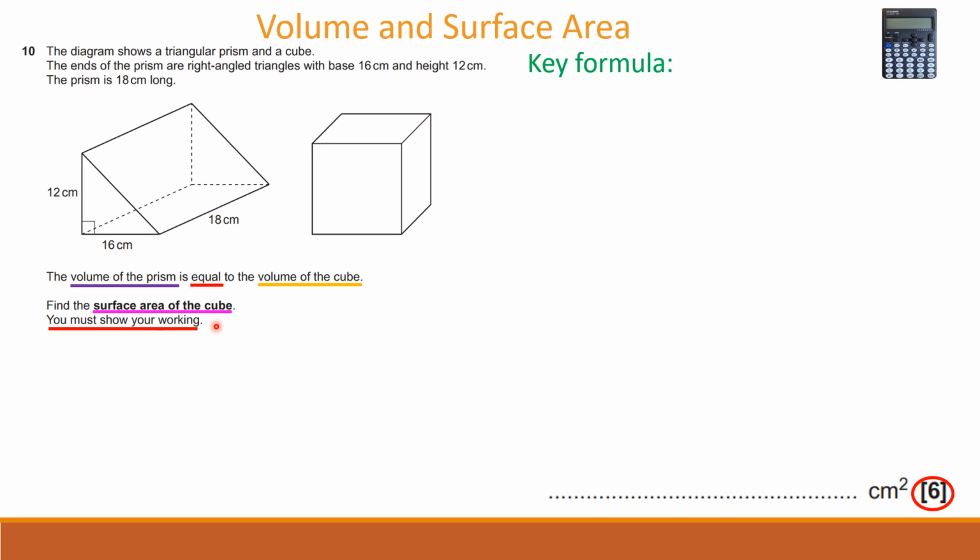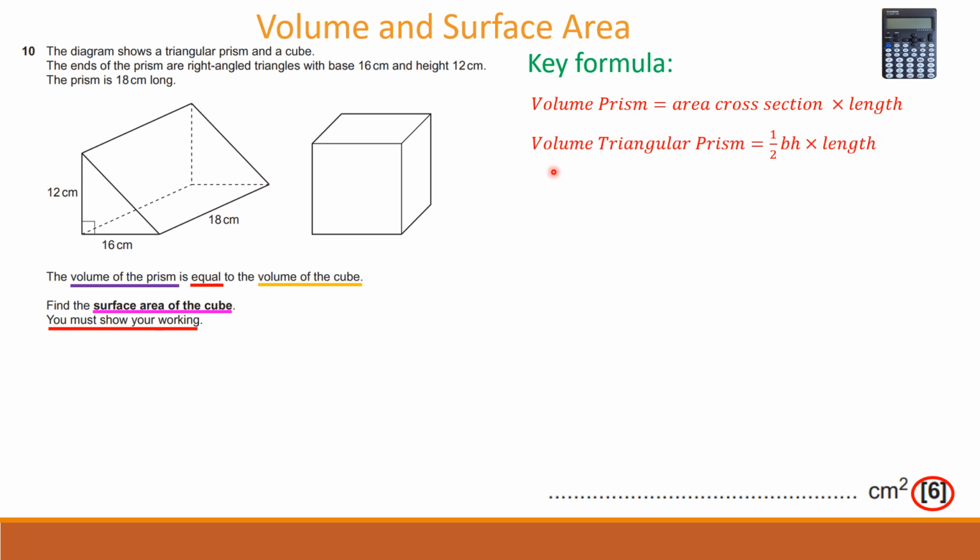Now the key formula you're going to need for this question. You need to know the formula for the volume of a prism. Here is my prism. It is the area of the cross section times the length. Now this cross section is the area of the shape on the end. So in this case it is going to be the area of the triangle times the length. So specifically, the volume of the triangular prism is going to be the area of the triangle, which is a half the base times the height, times the length of the shape. So here's my length, my base, and my height. You can see I'm just highlighting for you to help you.